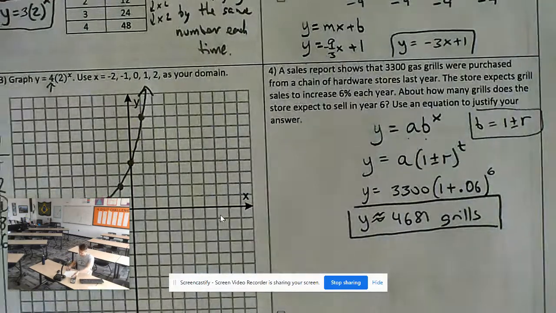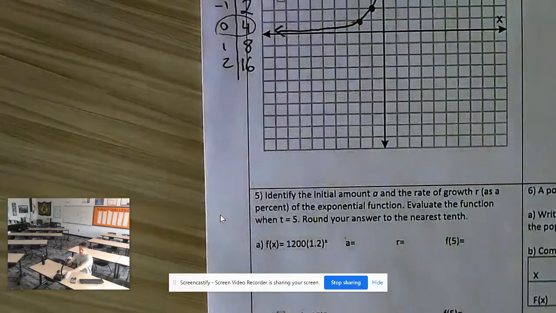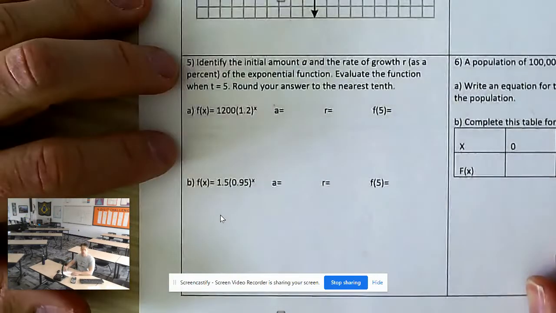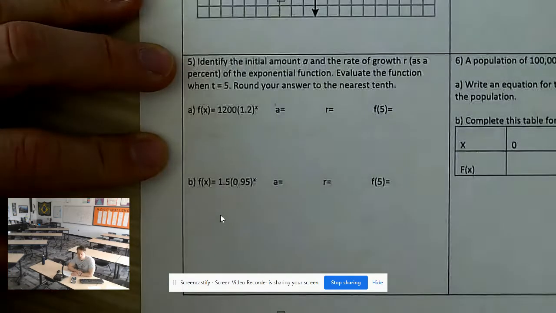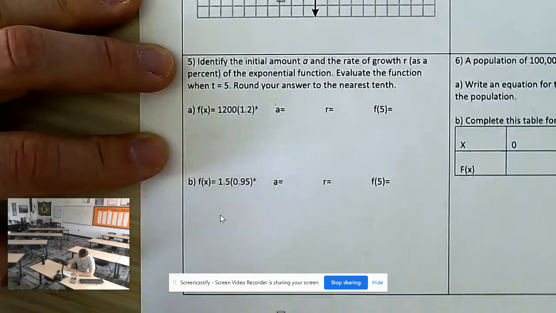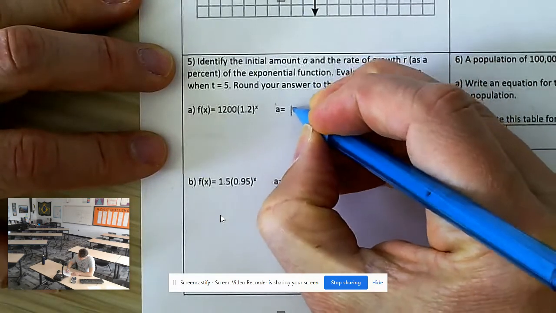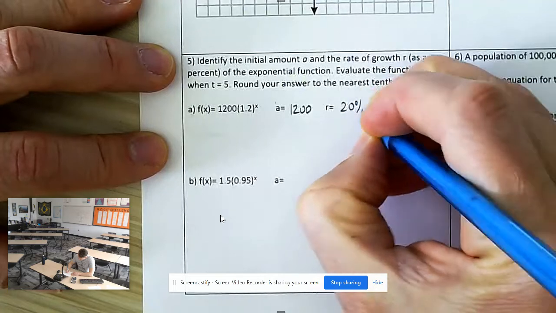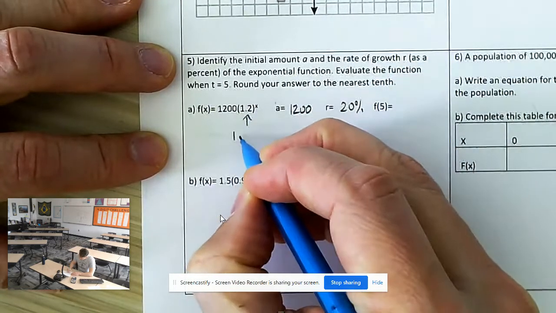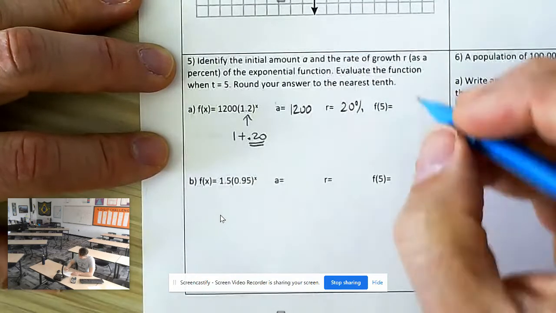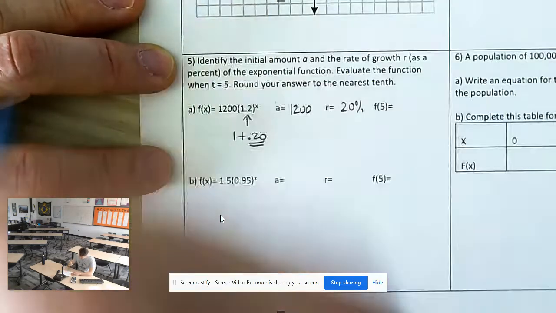Number 5, identify the initial amount A, the rate of growth R as a percent, and evaluate for t equals 5. Okay, so the initial amount on this one is 1,200. The growth rate R is 20%, because this number here is 1 plus 0.20. Therefore, that is 20%. And in 5 years, it'll be worth, I'll come back to that.